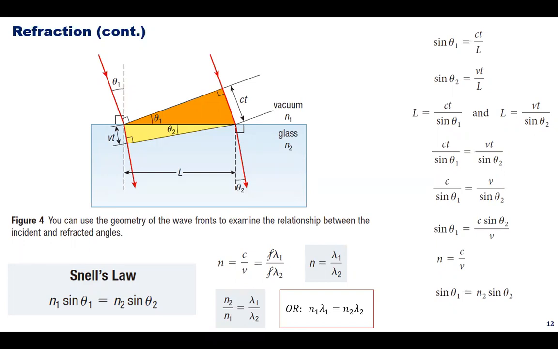The following trigonometric relationship is true for this triangle. We have sine θ1 equals ct over L, right? This is by definition in a right triangle. The corresponding yellow triangle has sides of length vt and L, with the angle adjacent to L being θ2. So according to trigonometry, we can easily obtain this relationship. Sine θ2 equals vt over L.